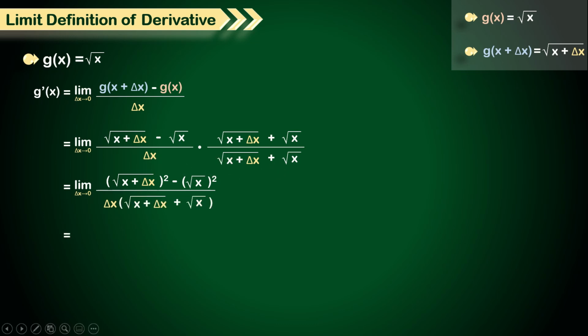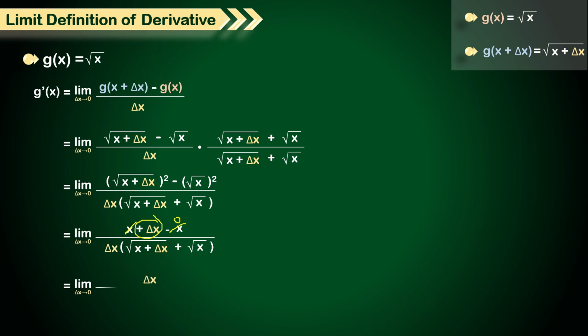We have the limit of the square root of x plus delta x squared, which is simply x plus delta x, minus the square root of x squared, which is x, over the whole denominator. Combine similar terms in the numerator. x minus x is 0. The remaining term in the numerator is delta x over the whole denominator. We can now eliminate delta x by dividing it by delta x.